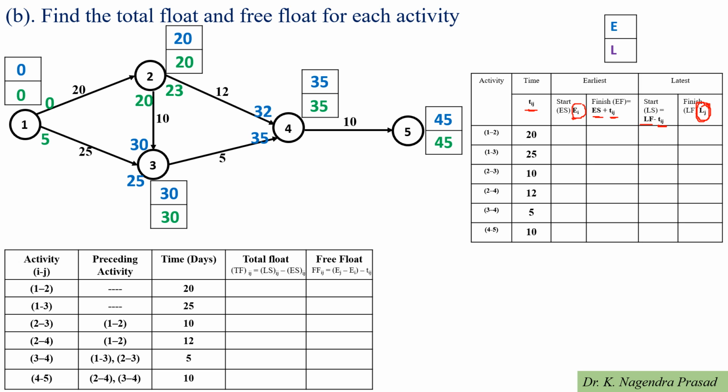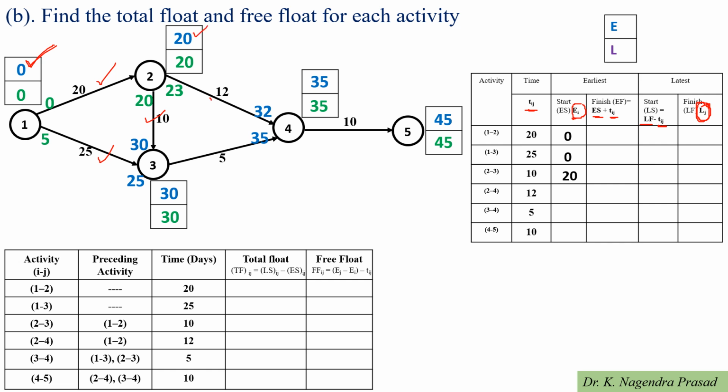So first we have to calculate the earliest start time for the each activity. First we have to look for the activity 1 to 2. For the activity 1 to 2, earliest start time is the 0. And next for the activity 1 to 3. For the activity 1 to 3, earliest start time is the 0. Next for the activity 2 to 3. For activity 2 to 3, earliest start time is the 20.